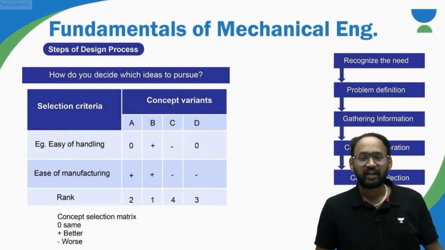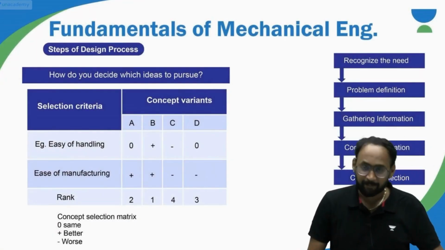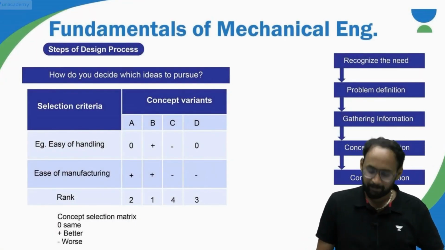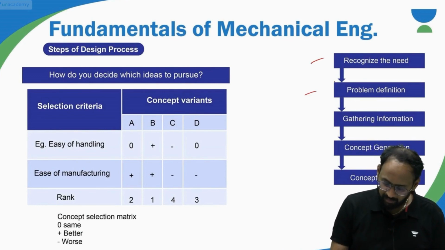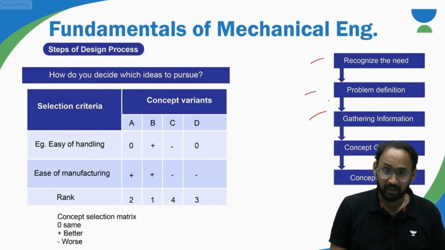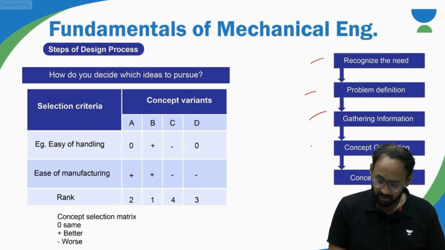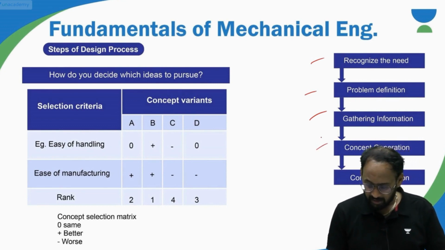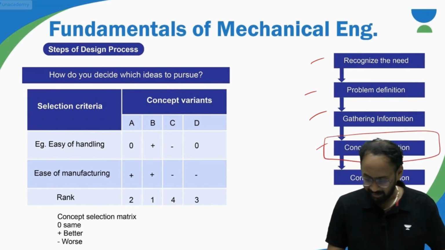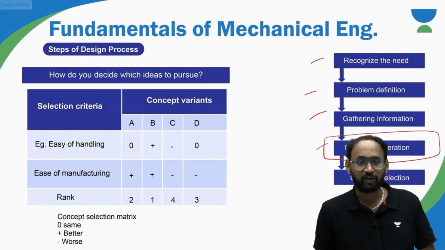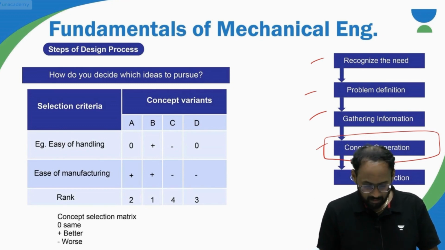Let's start with the concept selection. I think we covered the need, problem definition, gathering the information, which is very important, and concept generation, which has a huge chunk of relevancy or importance. And now we come to the next important step of the design process, which is concept selection.